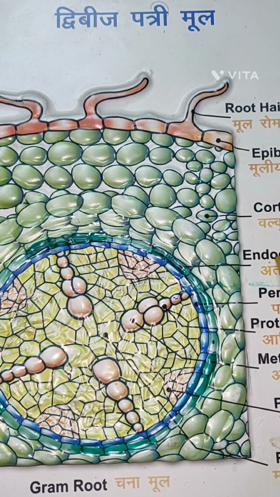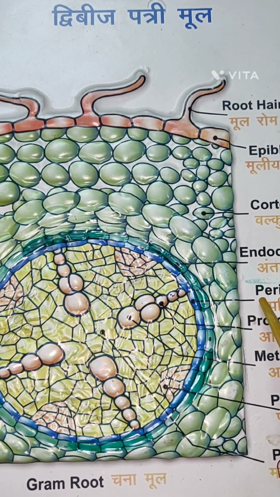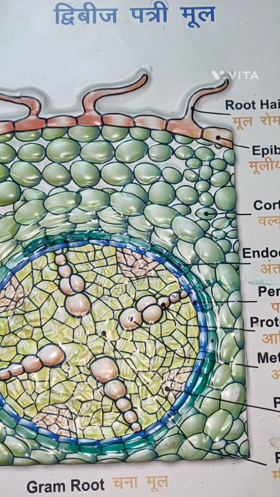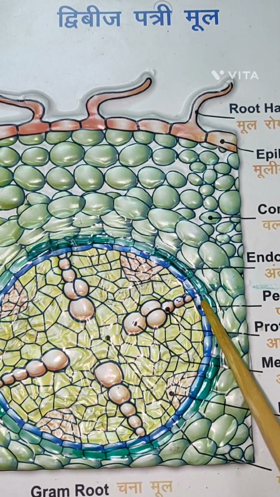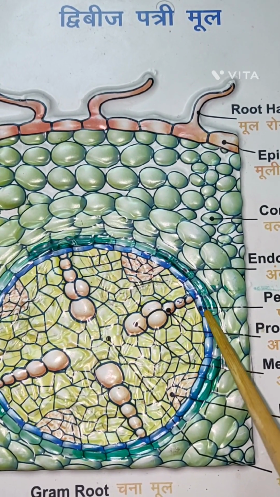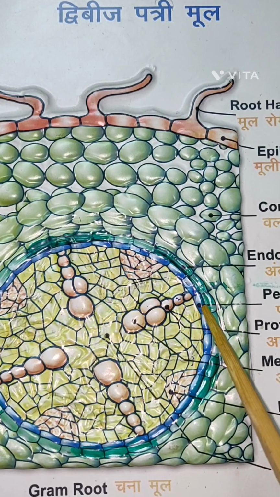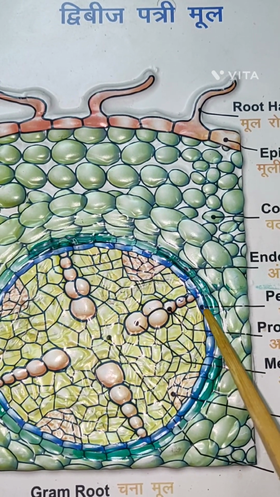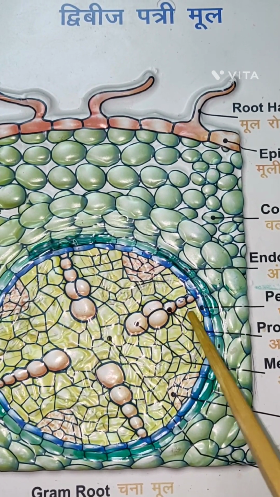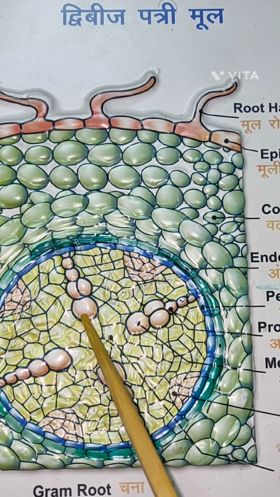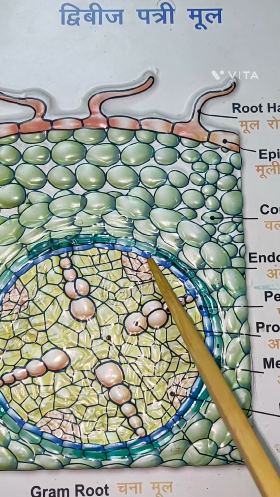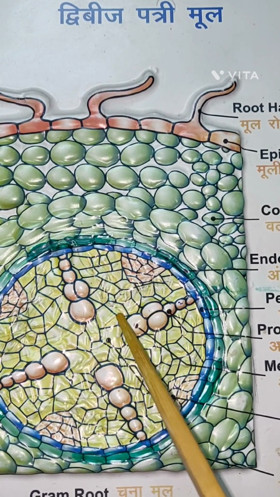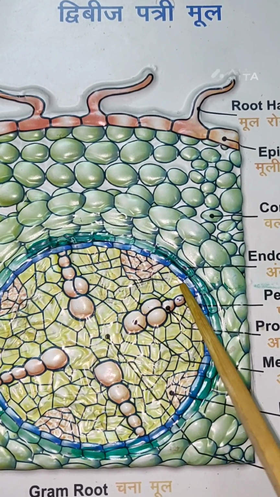Then coming to the stele, the outermost region of the stele is called pericycle, which is few layered parenchymatous cells having thick walls. The pericycle has three functions: formation of vascular cambium, formation of cork cambium and formation of lateral roots. Coming to the vascular bundles, they are radial because xylem is on different radii, phloem is on different radii. They are radial and closed since cambium is not there between them.